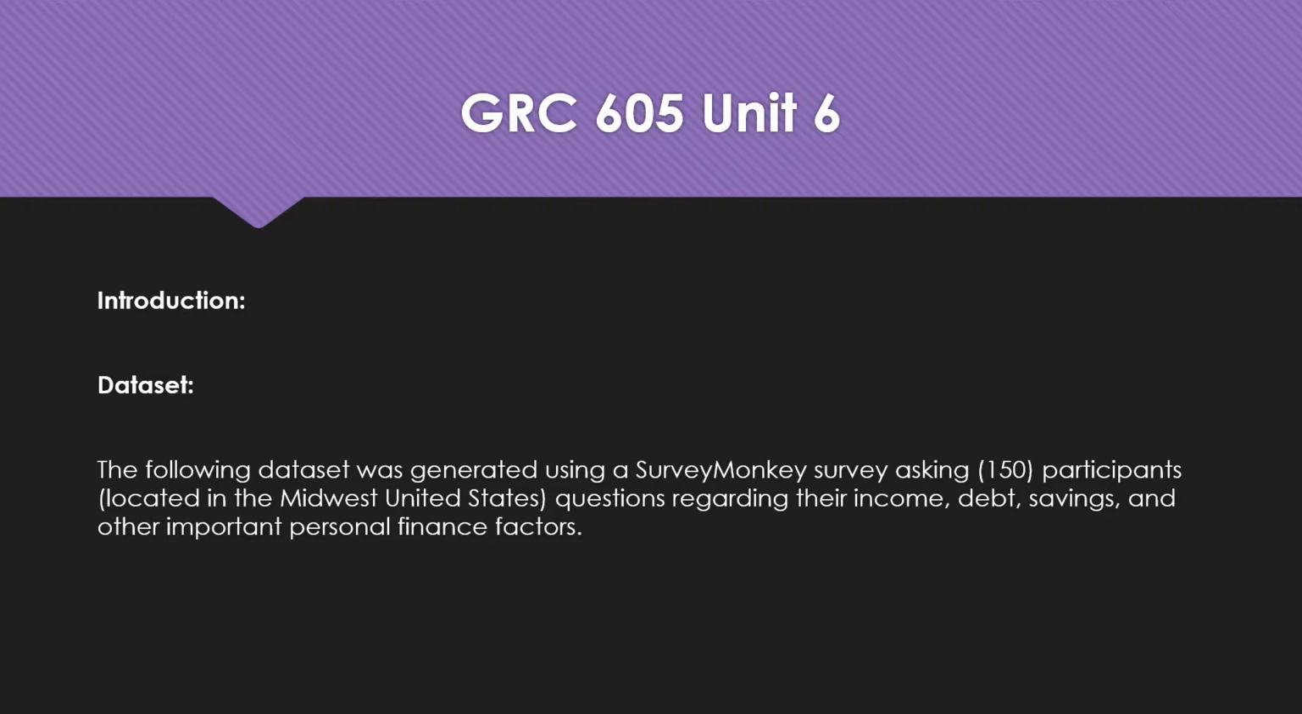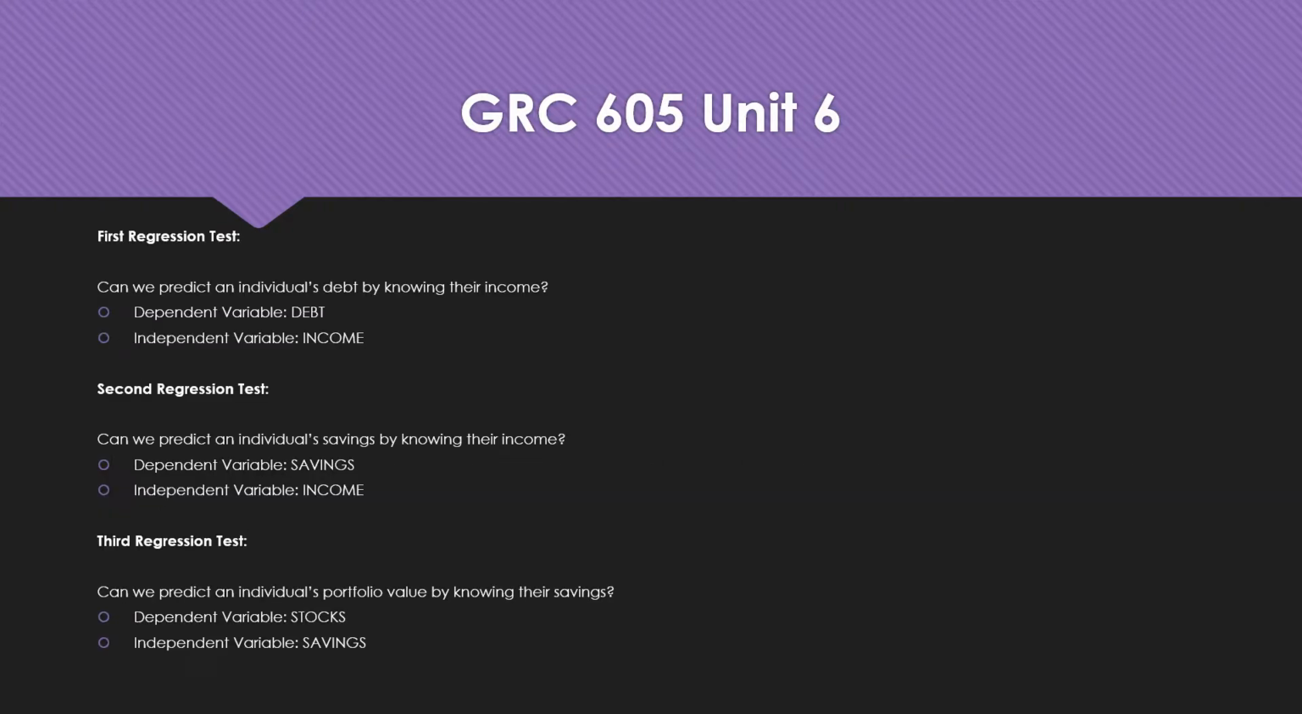The data set that we were given was generated using a SurveyMonkey survey asking 150 participants located in the Midwest questions regarding their income, debt, savings, and other important personal financial factors. Of the data set, our first regression test: can we predict an individual's debt by knowing their income? Second regression test: can we predict an individual's savings by knowing their income? And the third regression test: can we predict an individual's portfolio value by knowing their savings?